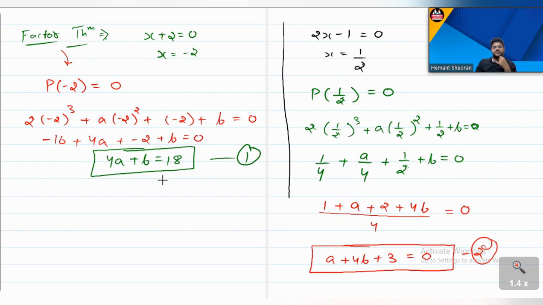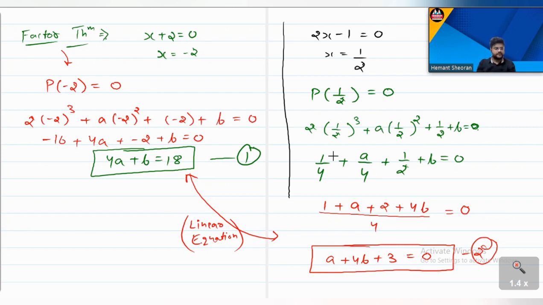Okay, so now these two are linear equations. Yes or no? We got the linear equations. So we can solve them out. How will you solve them? There are two methods, if you remember. One is the elimination method, one is the substitution method. So which method do you want to apply?